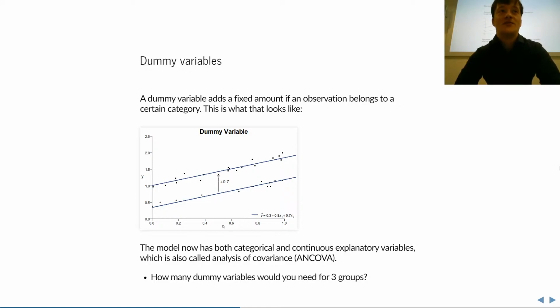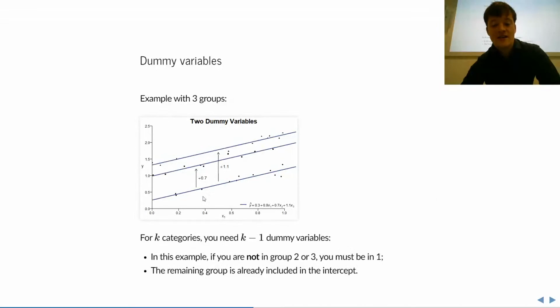How many dummy variables do we have right now? 1. And we have 2 groups. So how many dummy variables do I need for 3 groups? 2, yeah. Because all I need to do is estimate 1 more offset, right? And now we have 1, 2, 3 different possible lines that are explained by this relationship.